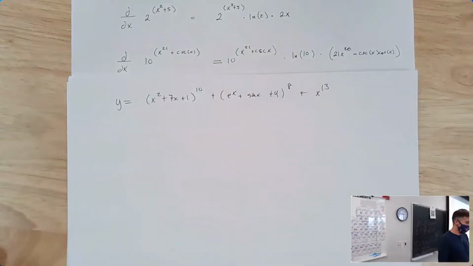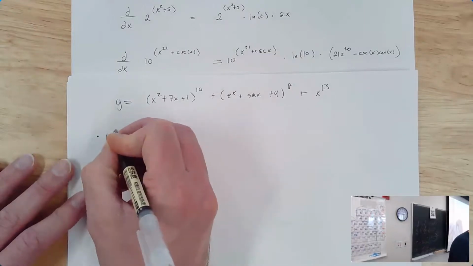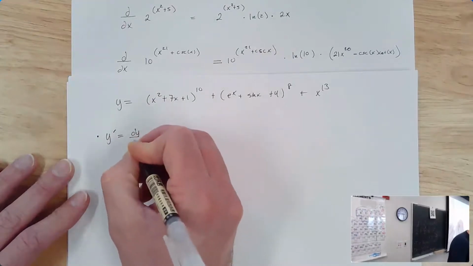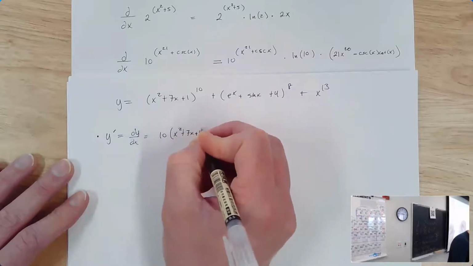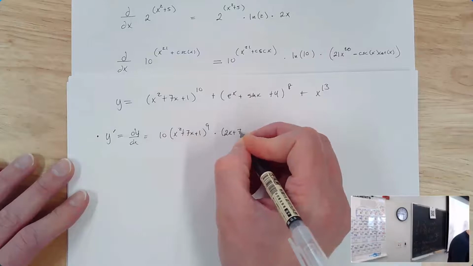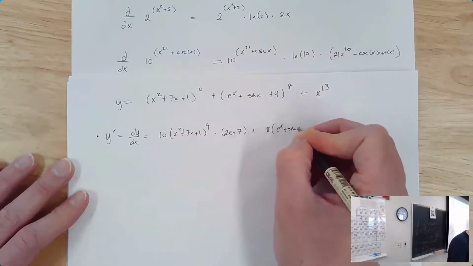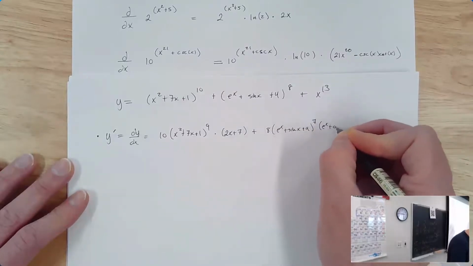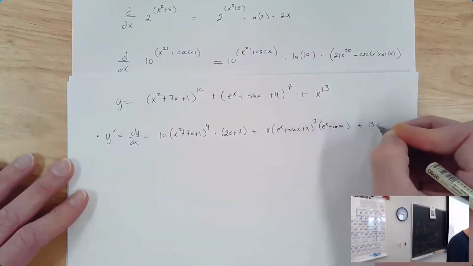It's not that bad. So let me show you, we will do it the long way first. I'm going to take the derivative. It would be, let's see, 10 times my stuff to the 9th power times the derivative of the stuff, which is 2x plus 7, plus 8 times my stuff to the 7th power times the derivative of that stuff, which is e to the x plus cosine of x. And then x to the 13th is just x to the 13th. Its derivative is 13.